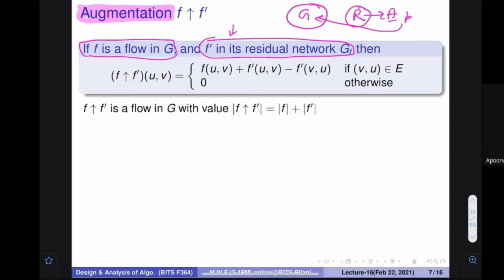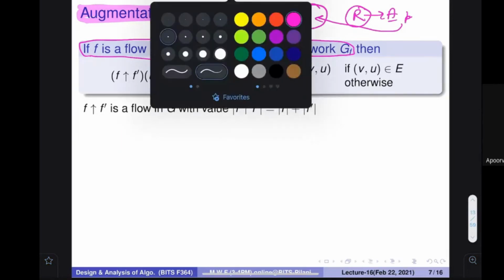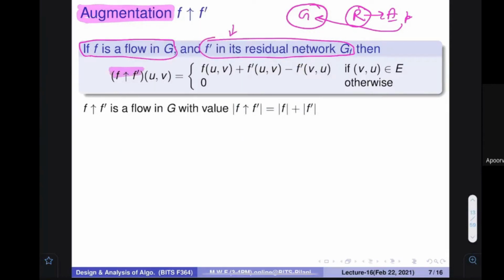Okay. So in that particular path, we are going to represent this augmentation as a mathematical notation, f arrow f dash. For any UV that is there inside the edges, if you get any kind of flow from this f dash, so what was the original flow value, and then plus f dash UV minus f dash VU. It means you want to go in some particular direction, so you want to say what is the difference, how much you can increase. So this you are going to add over there.